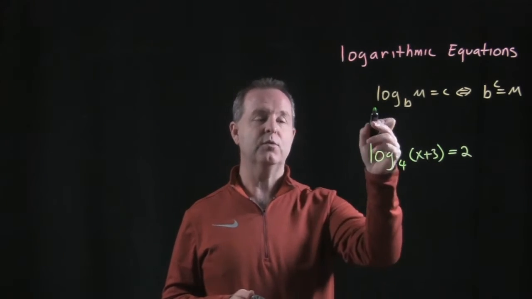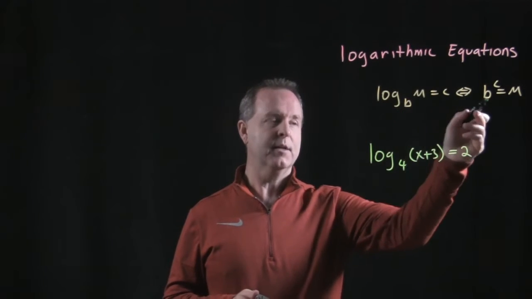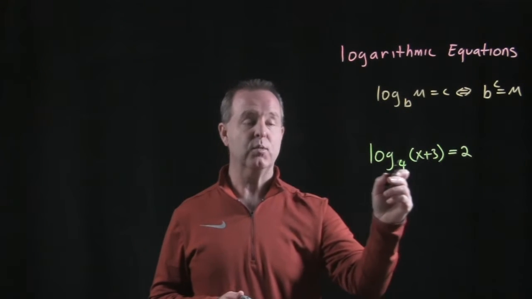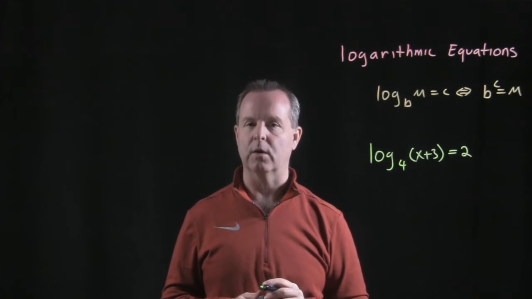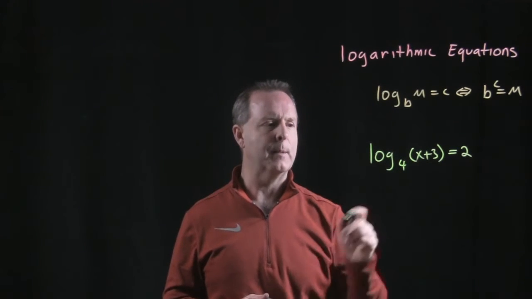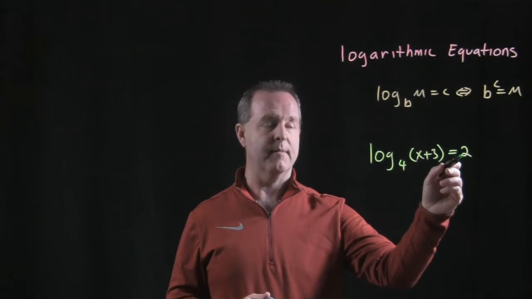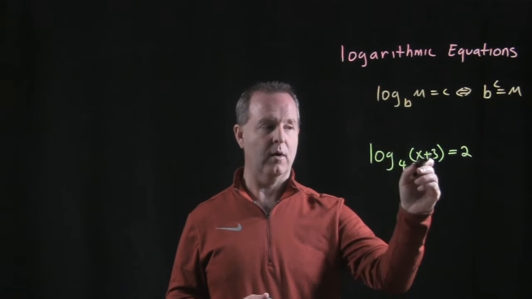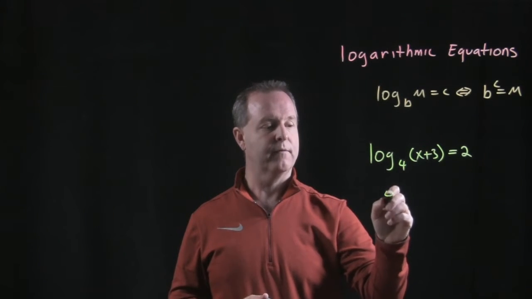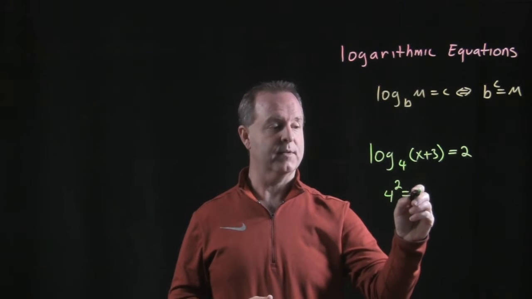So how do we do that? Well, let's remember how to convert a logarithm to an exponent. So let's rewrite this one in exponential world and see if it's a little bit easier to solve. So this rewrites as, remember, this is the exponent that turns a 4 into an x plus 3. So 4 squared equals x plus 3.